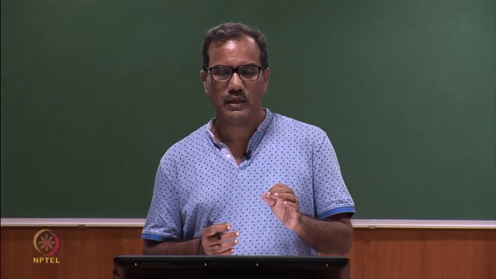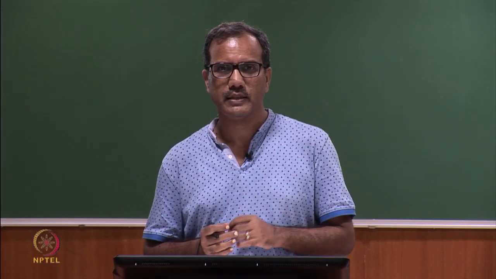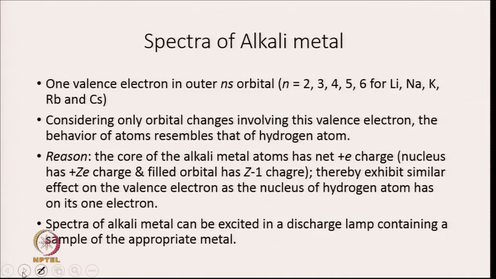What is the reason? The reason is that the core of an alkali metal has a net positive charge of plus one. The nucleus has plus Z charge and the filled orbitals have minus (Z minus 1) charge. Thereby, they show a similar effect on the valence electron as the nucleus of the hydrogen atom, which also has one electron in its outermost orbital.